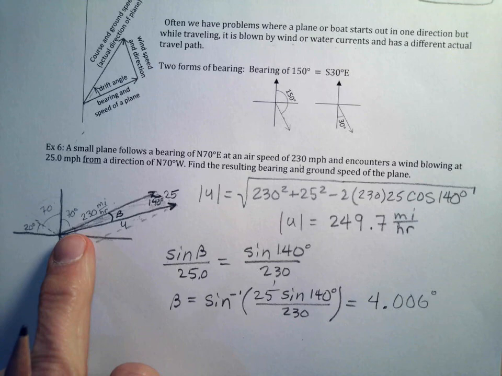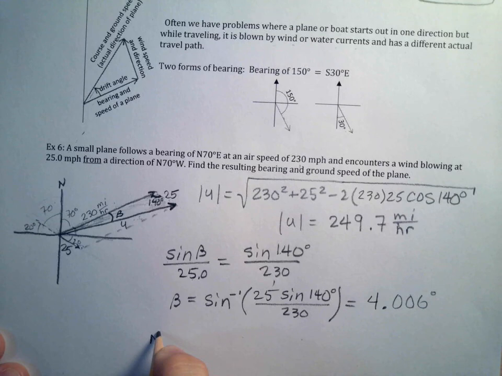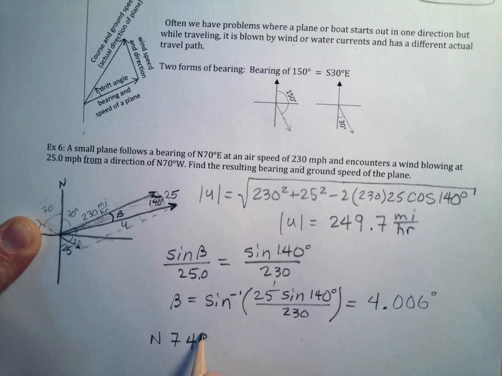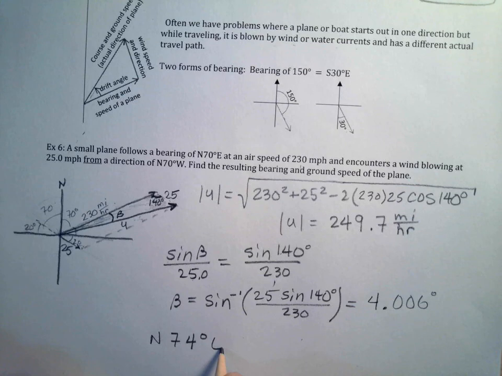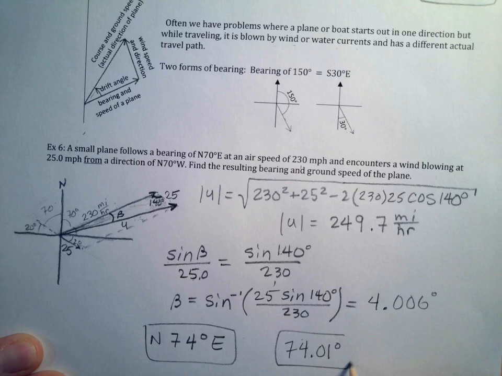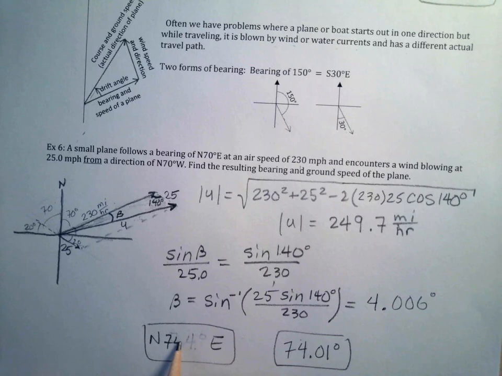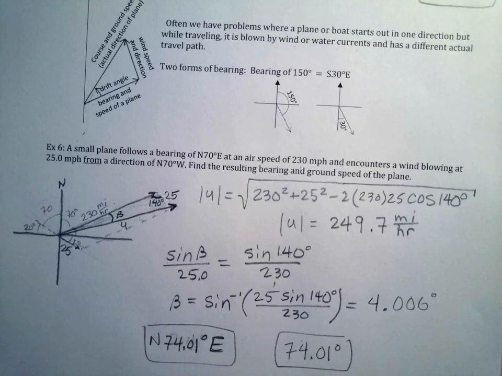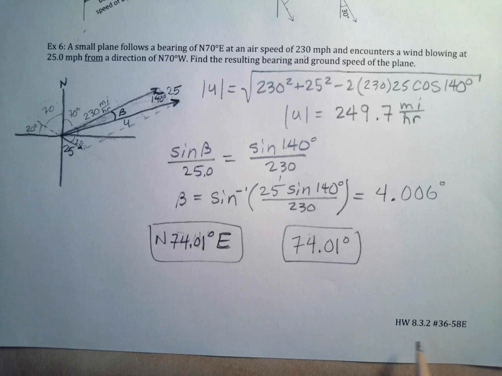Remember, this is north, so we'll say north, basically 74 degrees, 74.01 if you want, but 74 degrees east. Or, remember the different way of doing bearings, you could just say on a bearing of 74.01 degrees. Let's put in the decimal in there. I know it's probably more accurate than we should really be reporting, but anyway, something like that. Okay? So this is your homework here, the second homework assignment on section 8.3.